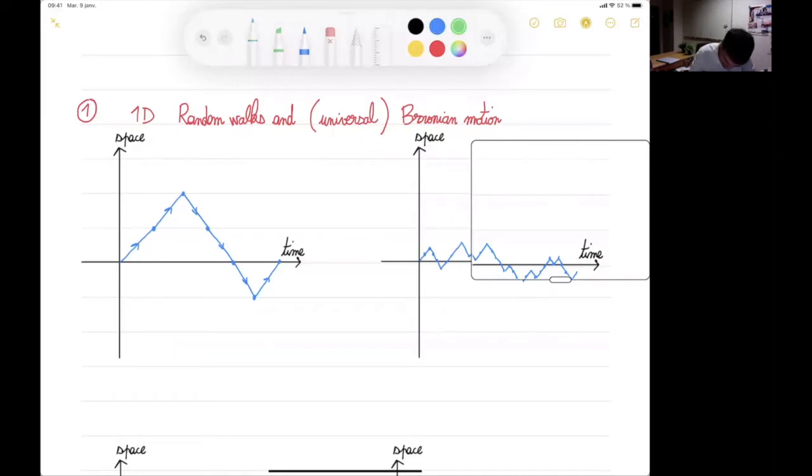So let's say we are at time zero. So I'm here. And at time zero, I can jump either to the top with probability 1/2, or you go down like this with probability 1/2.